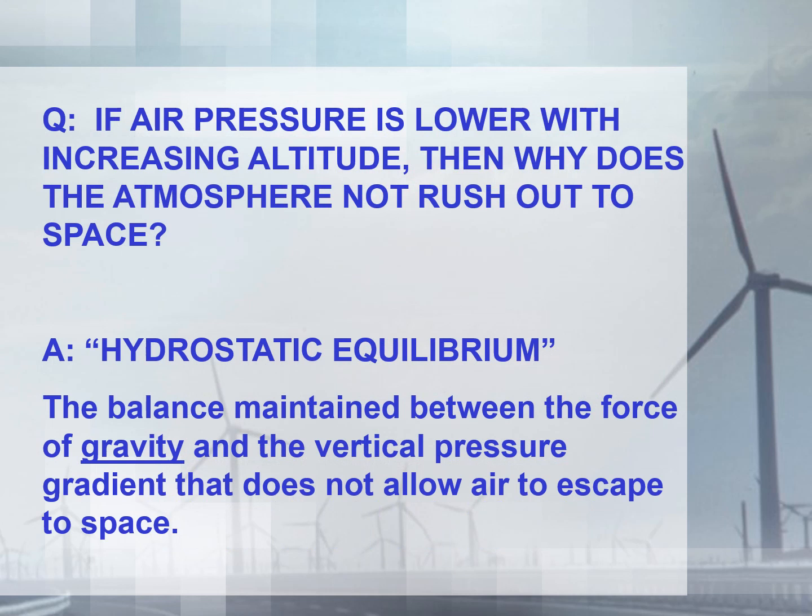Okay, question here that is not on your exam, but we'll briefly discuss it. If air pressure is lower with increasing altitude, and if air molecules move from high pressure to low pressure, then why did the atmosphere not just rush out to space long ago after it formed? And the answer is something called hydrostatic equilibrium. So this is a balance maintained between the force of gravity holding those air molecules in closer to Earth's surface and the vertical pressure gradient. So it's a balance, so the air does not escape to space.